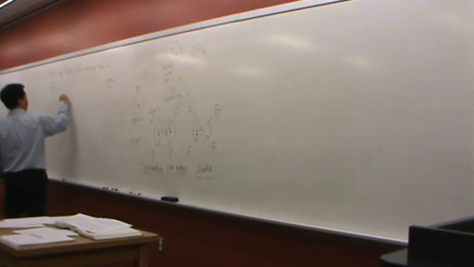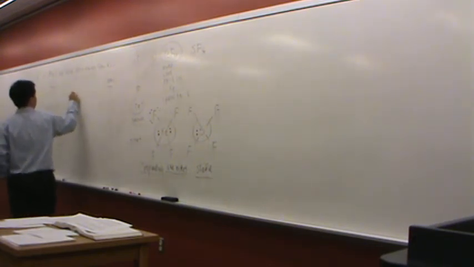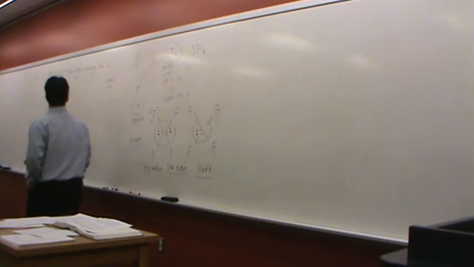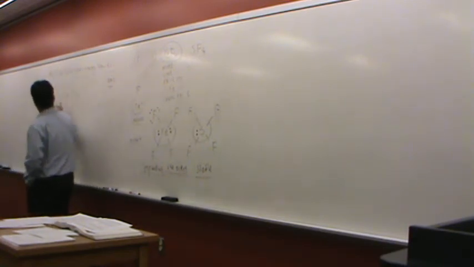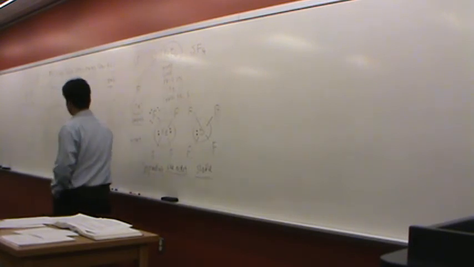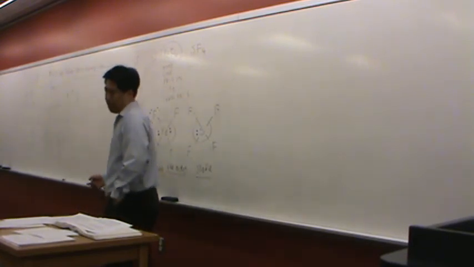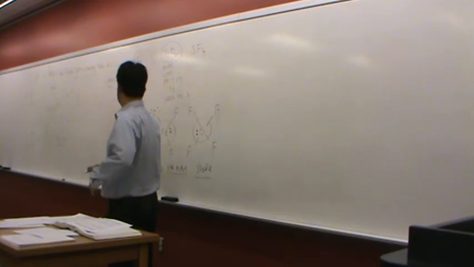Or versus something like, I don't know, aluminum oxide. So you have Al3+ and O2-. If you compare aluminum oxide versus magnesium oxide, which one has a stronger bond?